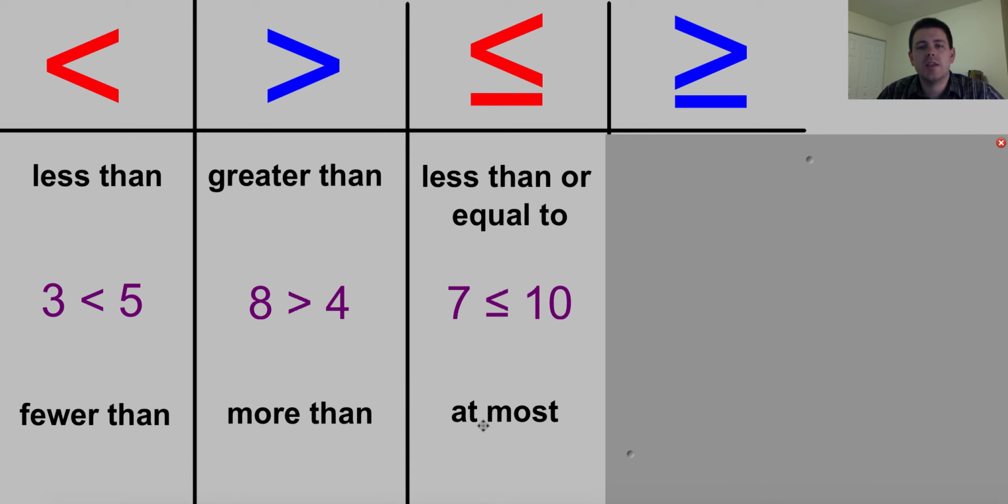Another word you might see used in a problem is if it says at most. That means it can be smaller than the number. It can be that actual number, but it can't be any bigger than that. It has to be less than or equal to our number.